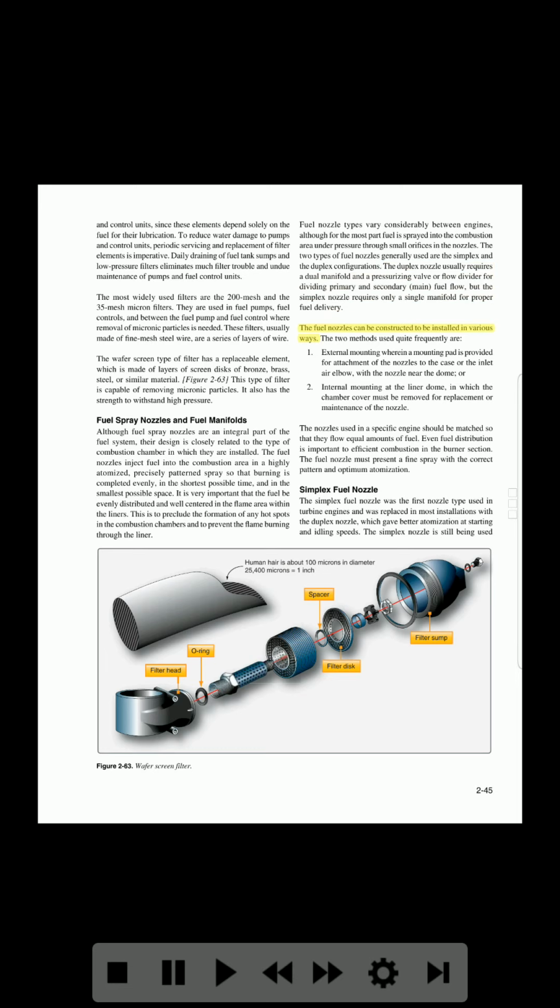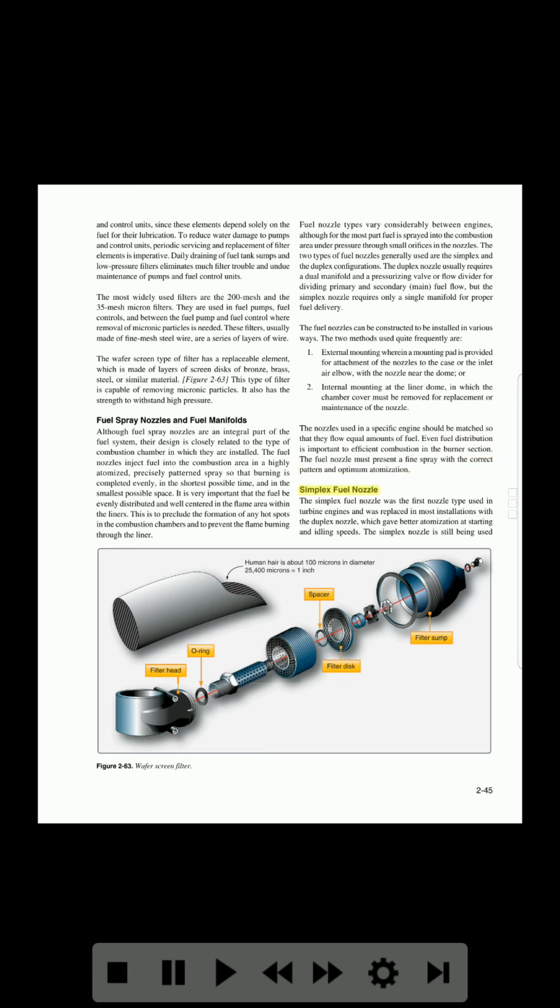The fuel nozzles can be constructed to be installed in various ways. The two methods used quite frequently are: 1. External mounting, wherein a mounting pad is provided for attachment of the nozzles to the case or the inlet air elbow, with the nozzle near the dome. Or 2. Internal mounting at the liner dome, in which the chamber cover must be removed for replacement or maintenance of the nozzle. The nozzles used in a specific engine should be matched so that they flow equal amounts of fuel. Even fuel distribution is important to efficient combustion in the burner section. The fuel nozzle must present a fine spray with the correct pattern and optimum atomization.